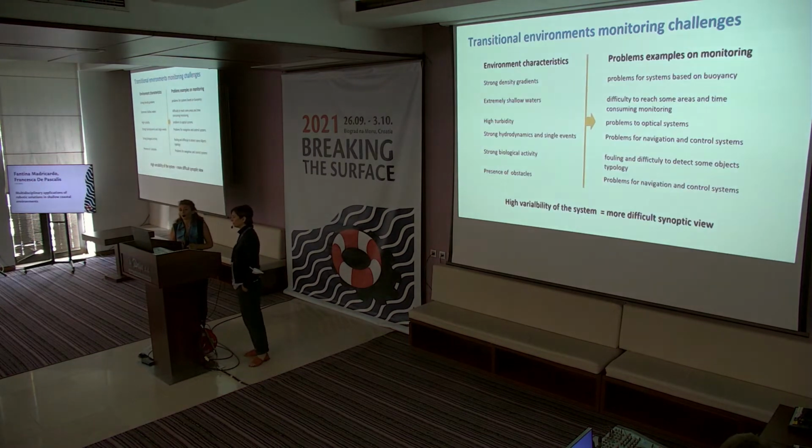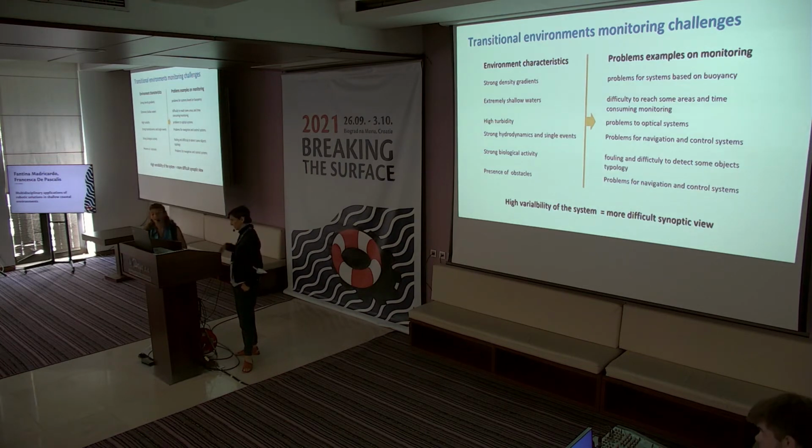Speaking of the monitoring challenges connected to robotic applications in these environments, we can list some environment characteristics and examples of the possible connected problems in monitoring. For example, we have strong density gradients. This can lead to problems in systems based on buoyancy, for example the AUV. Extremely shallow waters can make it difficult to reach some areas, and monitoring is also time-consuming. Then we have turbidity, so a lot of problems for optical systems.